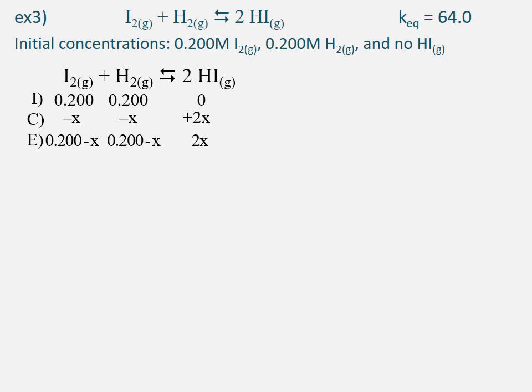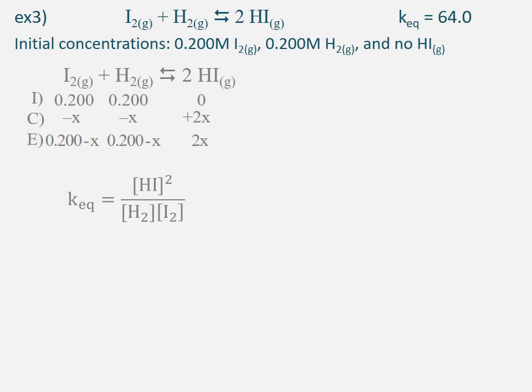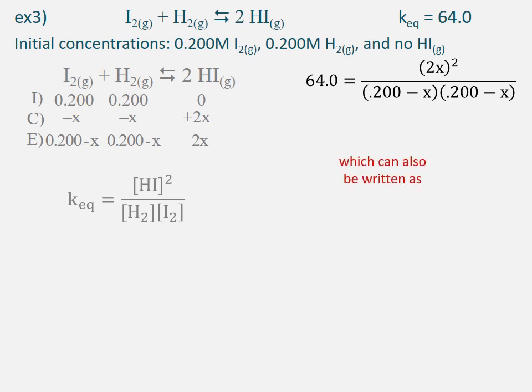Now we write our Keq expression, that's products over reactants. Now we'll substitute the numbers that we have for equilibrium into the equilibrium expression. So Keq is 64, our HI is 2x, and that's 2x squared, and on the bottom we have 0.2 subtract x multiplied by 0.2 subtract x. Now I can also write this as 0.2 subtract x squared on the bottom.